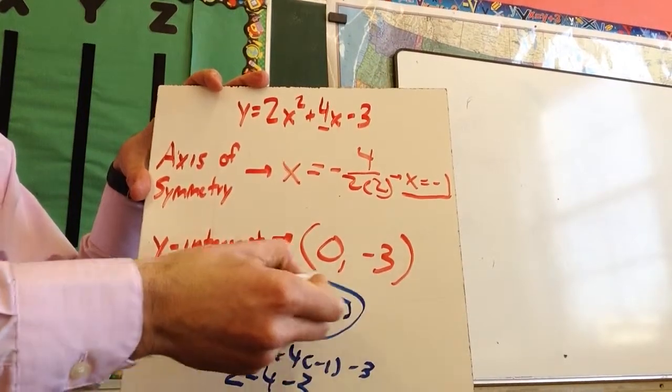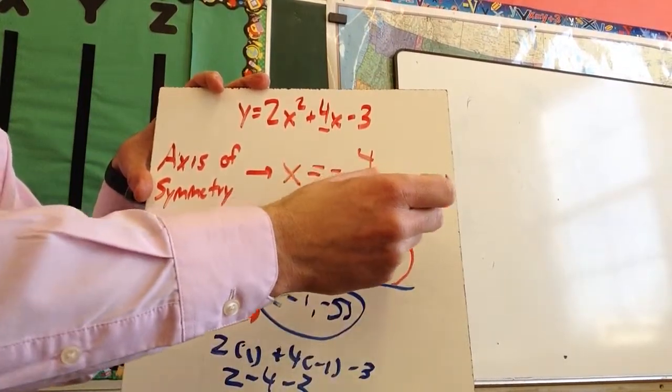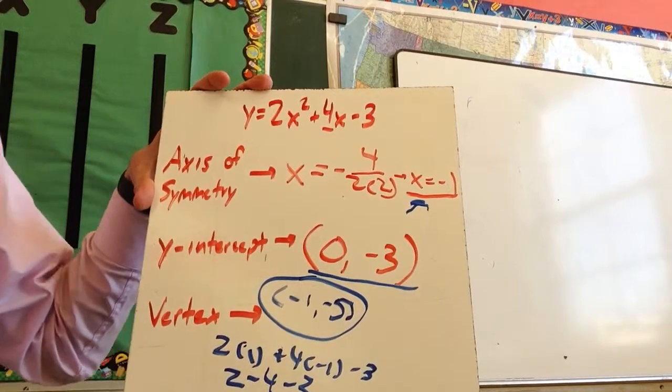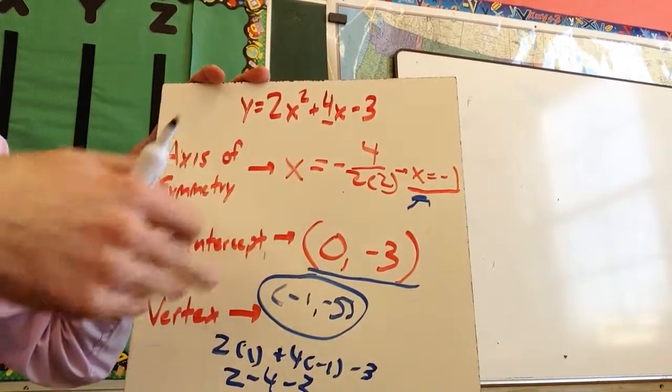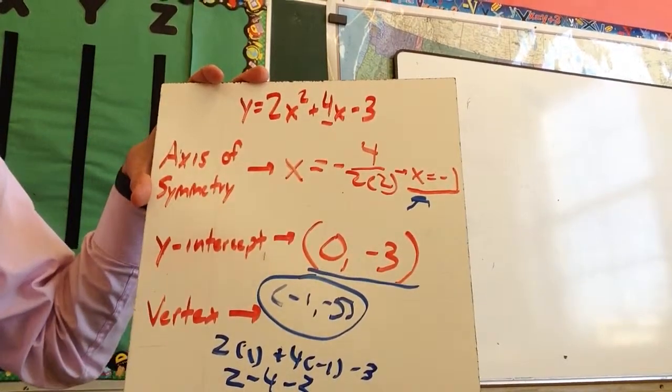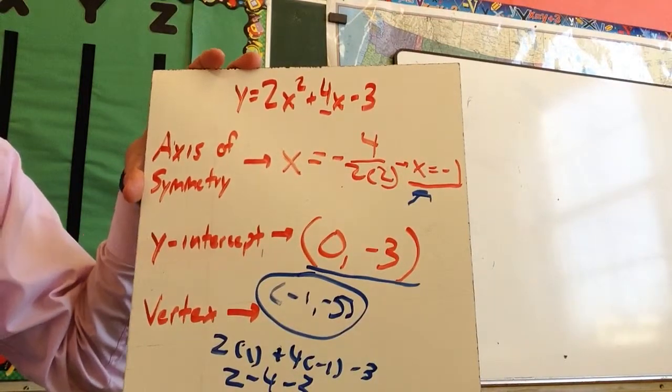So I now know the vertex, I now know the y-intercept, and I know the axis of symmetry. And so what I can do from this point is be able to graph from there. I want to show you how it is that you might do that in just a second.